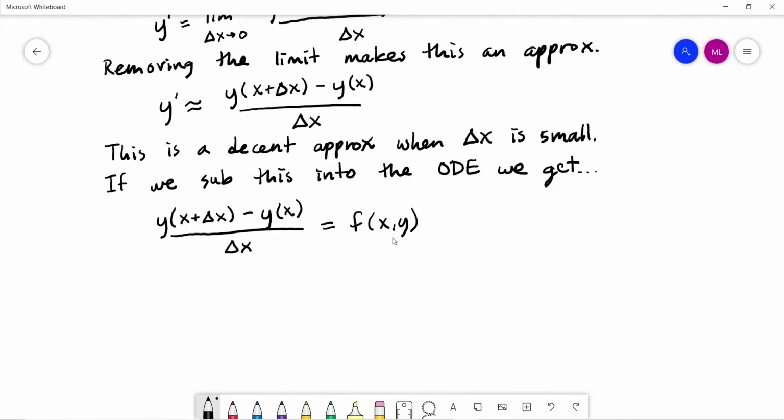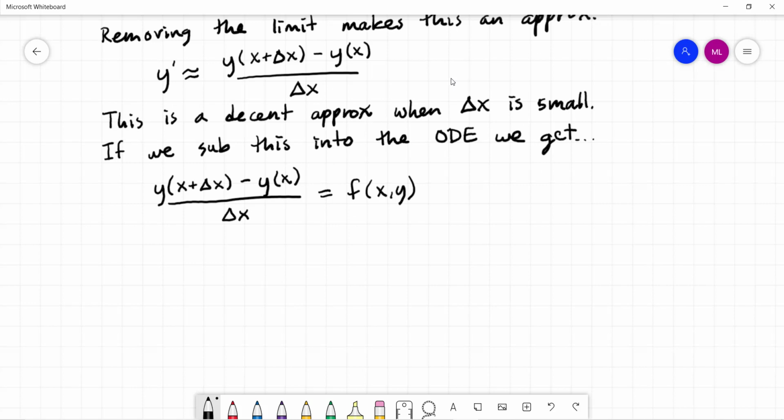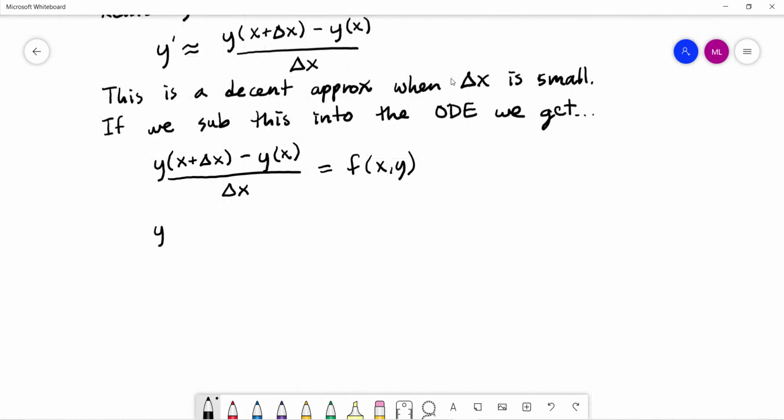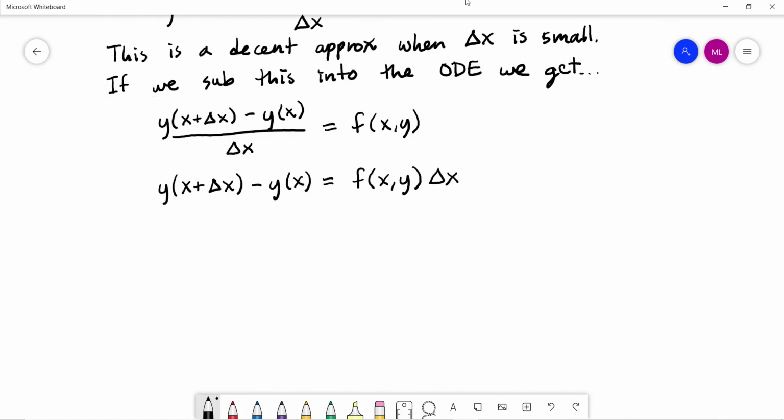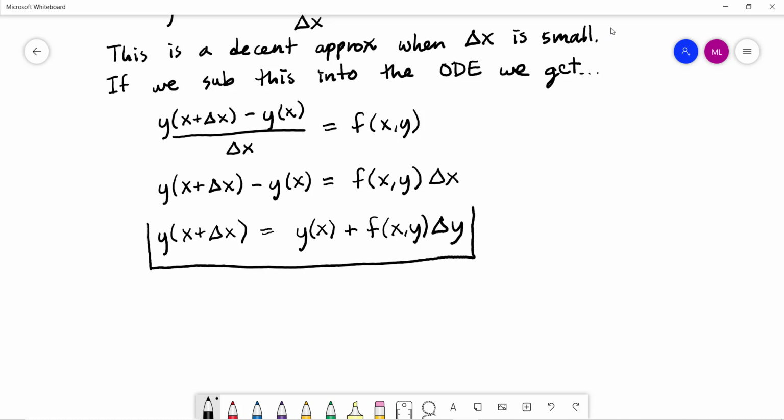I can just algebraically rearrange this in a way that's going to be convenient. So I'm going to multiply both sides by delta x to get rid of the fraction. If I multiply both sides by delta x, I will wind up with y at x plus delta x minus y at x is equal to f of x comma y times delta x. And if I move this term over to the other side, I wind up with the following. I just get that by adding y of x to both sides. And this is actually the stage that I want to stop and look at.